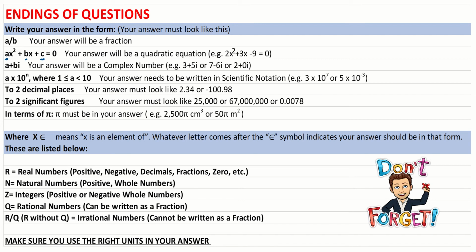Your x's, there will be x's in your answer. So if you get something like the second one there, you might get an answer like 2x squared plus 3x minus 9 is equal to 0. And that's fine. You would have said that your 2 is your a, your 3 is your b, and your minus 9 is equal to your c.